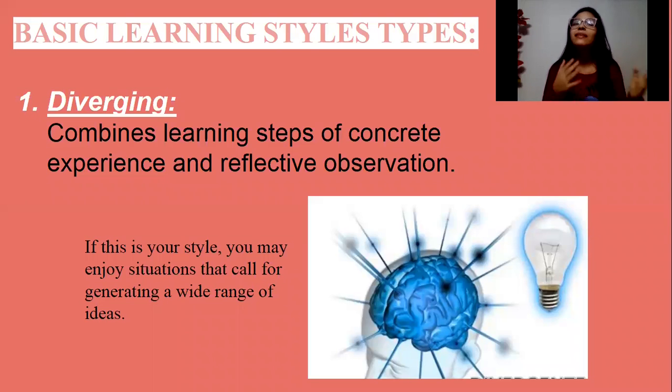Next, I will talk about basic learning style types. The first is diverging, because it combines learning steps of concrete experience and reflective observation. People with this learning style are best at viewing concrete situations from many points of view. Their approach to situations is to observe rather than take action. That's to say, if this is your style, you may enjoy situations that call for generating a wide range of ideas, such as brainstorming sessions. You probably have broad cultural interests and like to gather information.